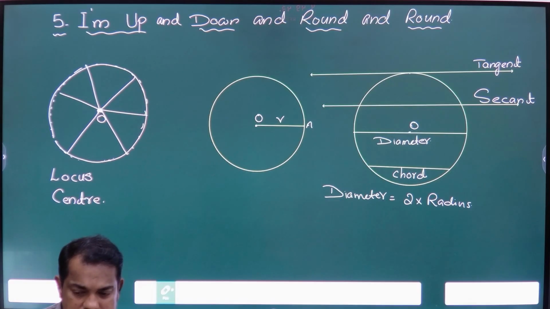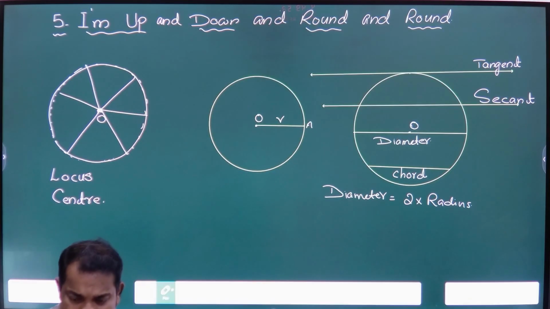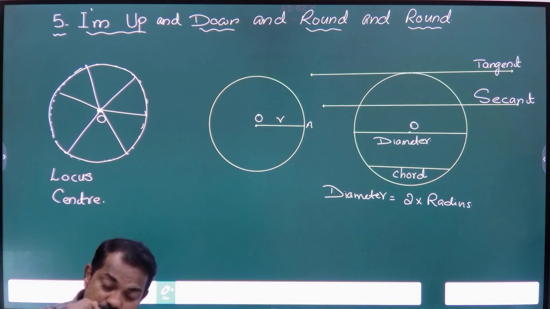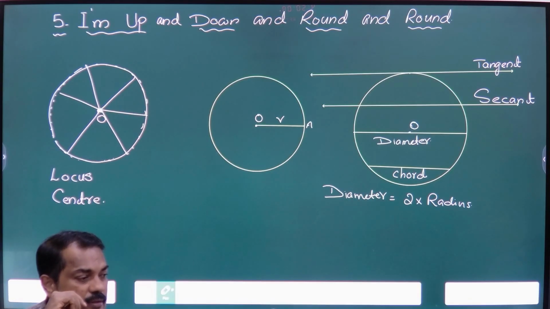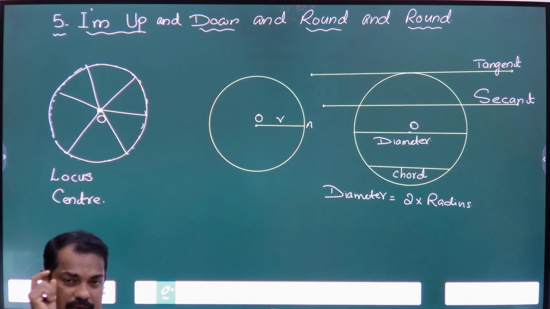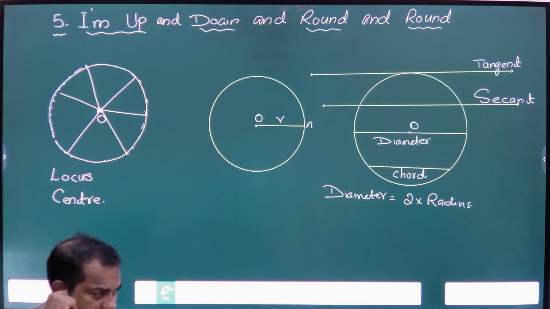Next point. A line that touches the circle only at one point is called a tangent.